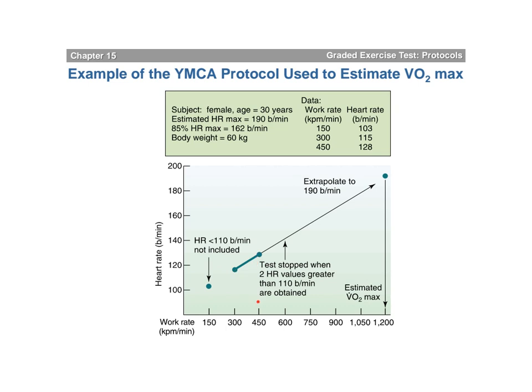And then she goes to a work rate of 450, and that's our second data point. So at 300, she had a heart rate of 115. At 450 work rate, she had a heart rate of 128. Now we can just draw a straight line using those two data points, and we extrapolate all the way to her estimated maximum heart rate, which is 190 beats per minute. Then we drop down and we see what the work rate is. So her work rate is 1,200 kilogram meters per minute.